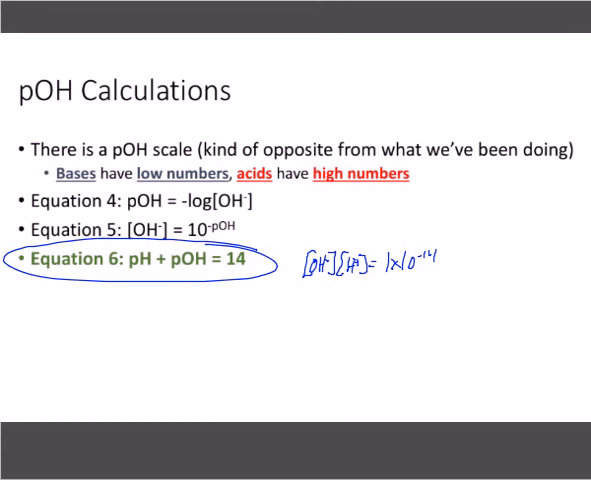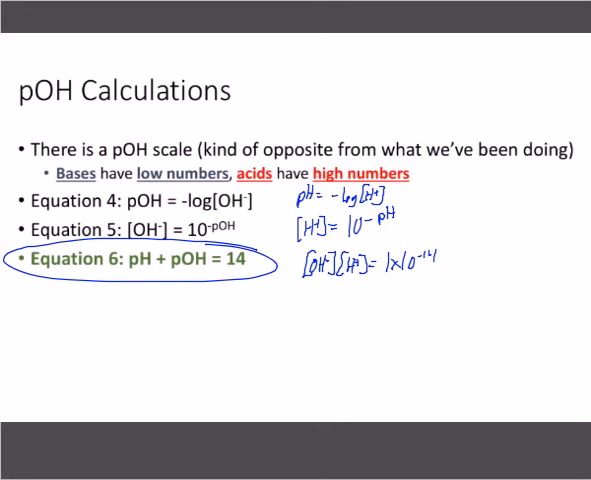Equation 5 is similar to equation number 3 that we just learned, where H plus equals 10 to the negative pH. And then obviously equation 4 is like equation 2, where pH equals the negative log of H plus. So depending on whether you have an acid or a base, it's the same mathematical operations, just noting which ion you're looking at, depending on what substance you have. So you can use whatever combination of equations you want to solve the problem.